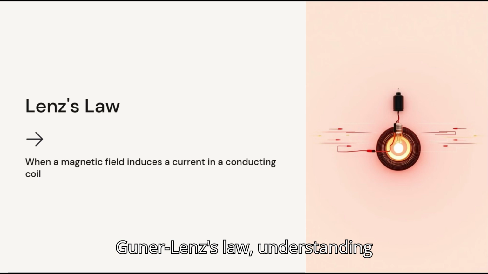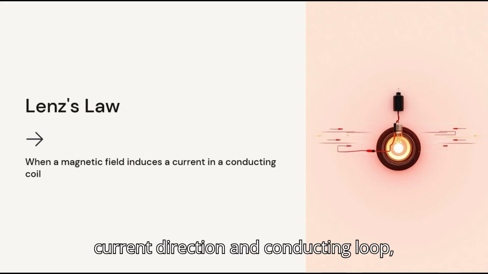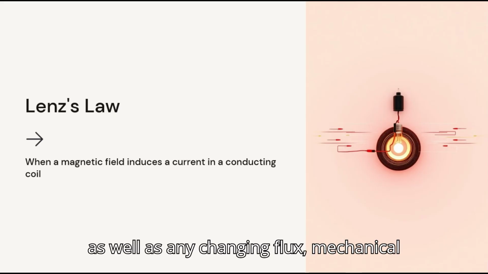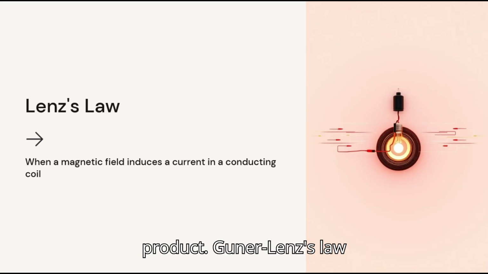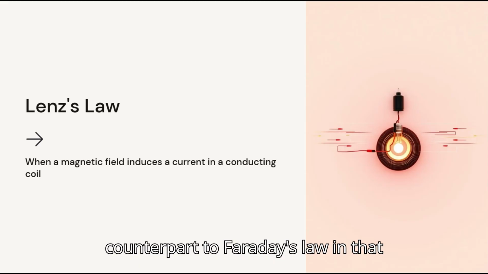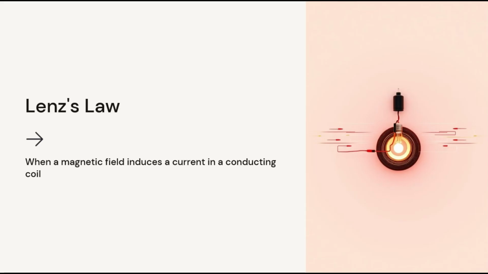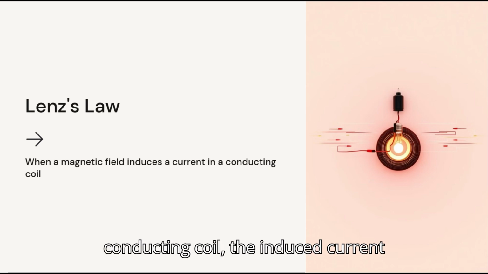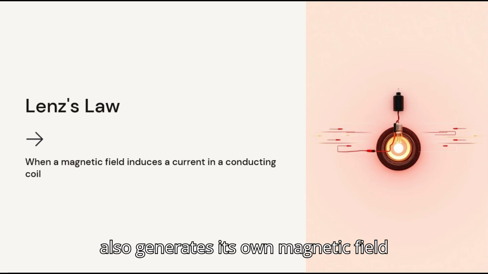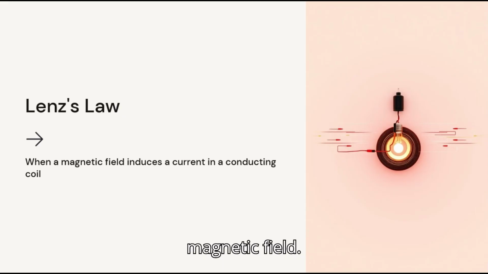Lenz's law: understanding electrical energy means understanding current direction in a conducting loop, as well as any changing flux, mechanical energy, or varying magnetic field in your product. Lenz's law is actually the counterpart to Faraday's law in that it tells you the direction of an induced current, but not explicitly. Lenz's law: when a magnetic field induces a current in a conducting coil, the induced current also generates its own magnetic field that points opposite to the inducing magnetic field.